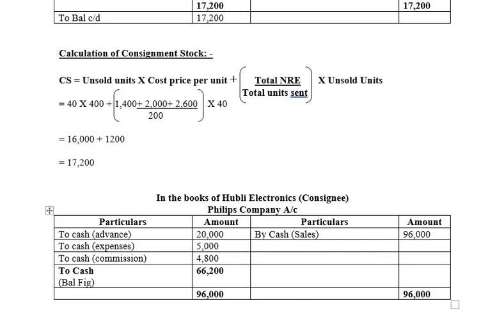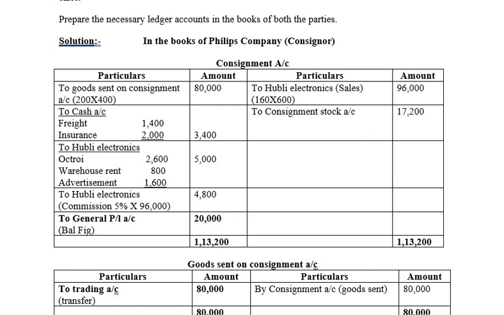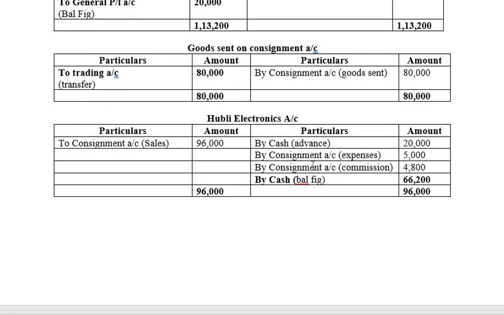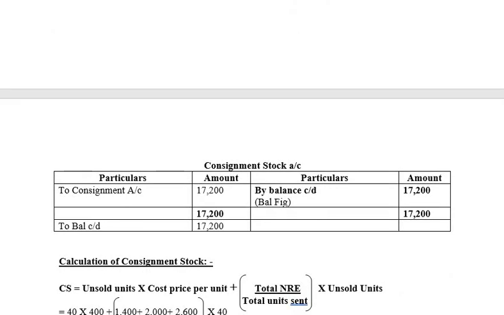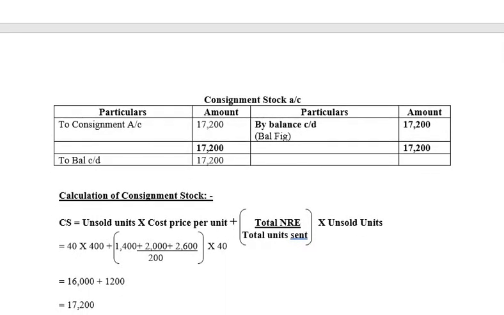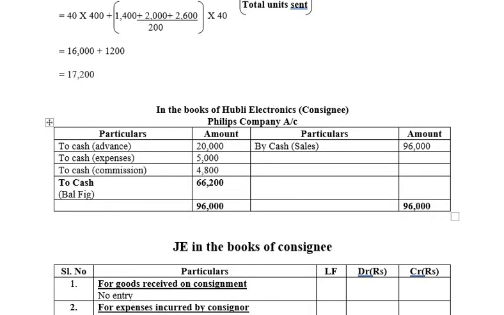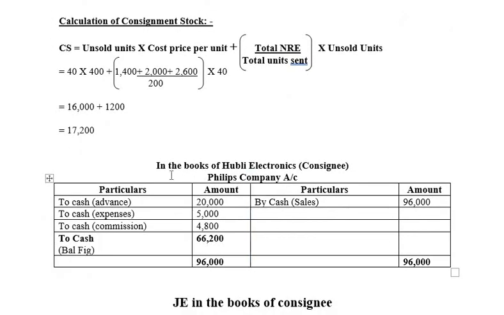Okay, first we pass the journal entries in the books of consignor by opening four accounts, that is consignment account, then goods sent account, then consignee's account, that is Hubli Electronics account, and the last one, that is consignment stock account. We also calculated consignment stock and pasted those entries. Then we totaled the account, and then we prepared the next ledger, in the books of consignee, that is Hubli Electronics.